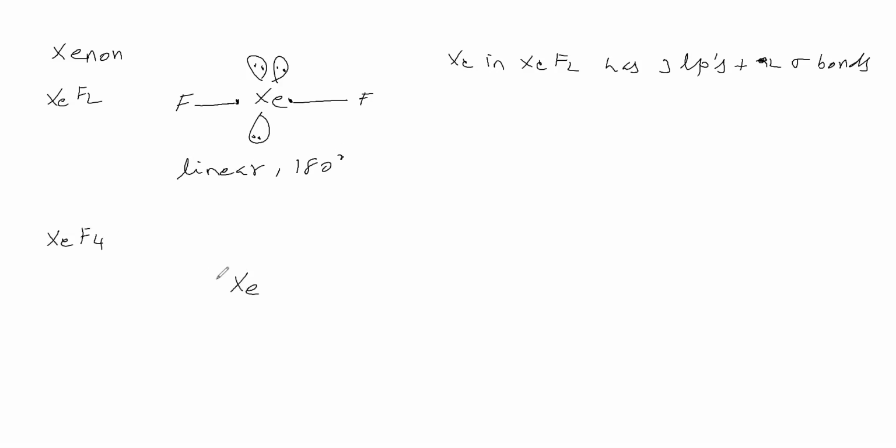XeF4 means xenon we will take. Its valence shell is having 4 electrons, plus 4 electrons from fluorine, totally 8 electrons. Here 2 lone pairs are there. Now it is making bonds with the fluorine. Here the shape is square planar, we can say. Square planar means the bond angle is 90 degrees, we can say.